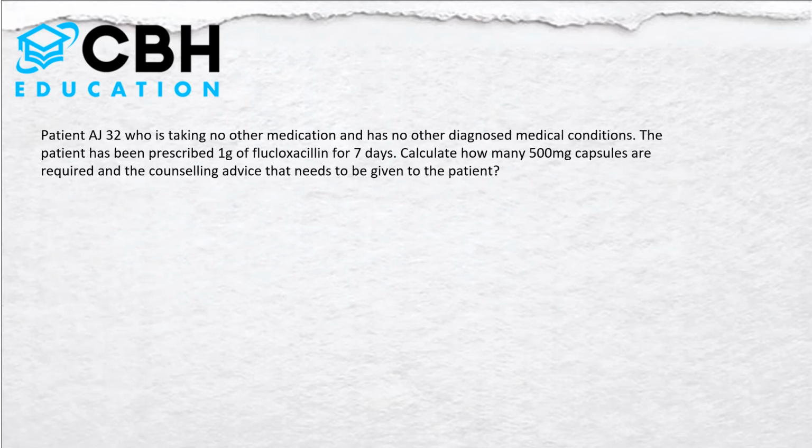So the next scenario is patient AJ, who is 32, taking no other medication, with no other medical conditions. They've been prescribed flucloxacillin for 7 days, 1 gram. It's for cellulitis. So how many 500 milligram capsules are needed, and what is the counselling advice? It's a common question you get really. What you do here is calculate the amount of 500 milligram capsules. They're taking it 4 times a day, so that's 8 capsules a day. 8 times 7 is 56.